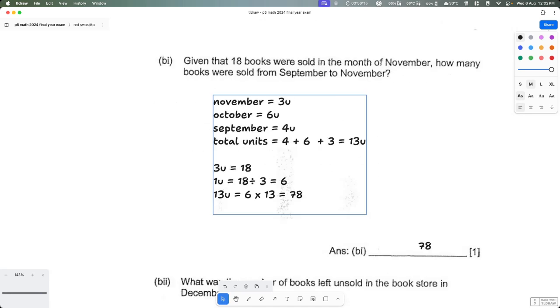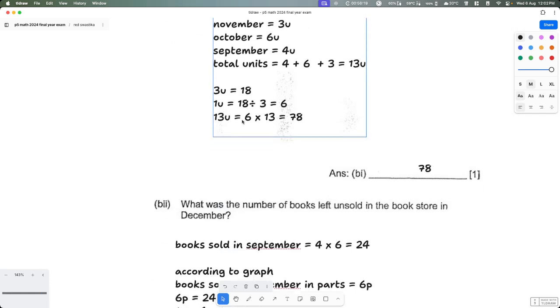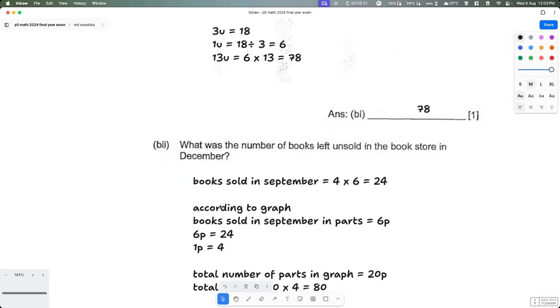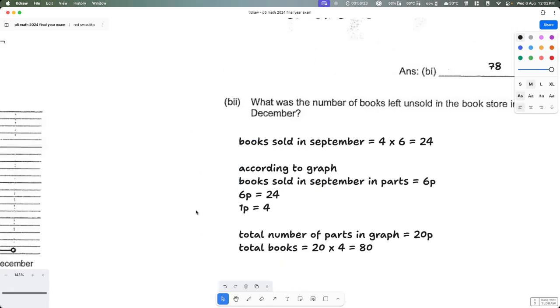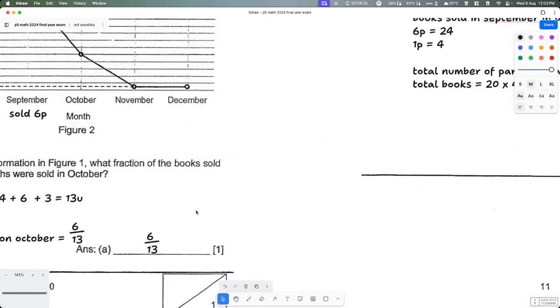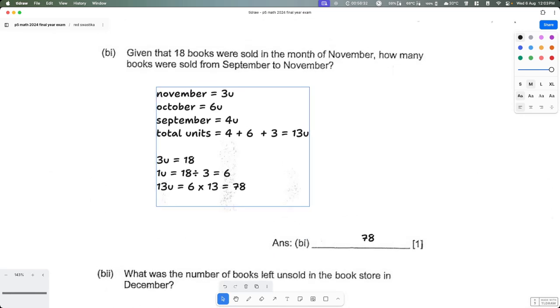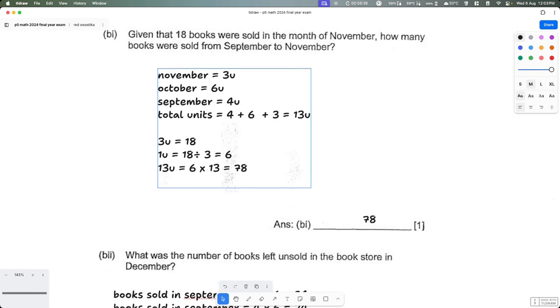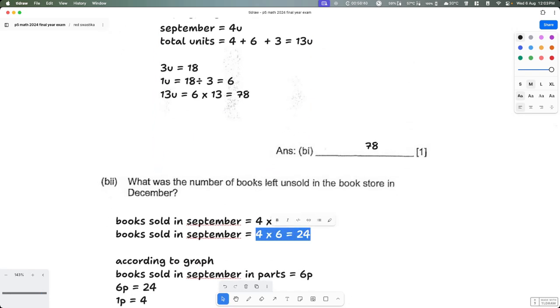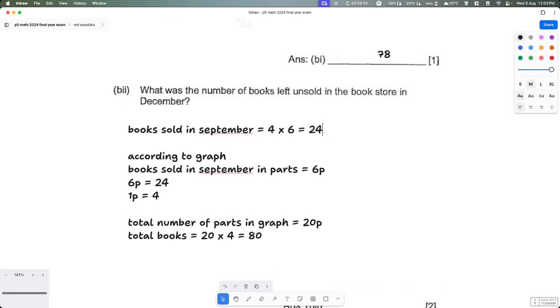So we know November, October, September. We know books sold in September is 24. What is it called? How many were sold from September to November? Books sold, 78.